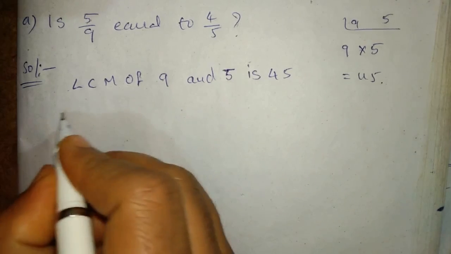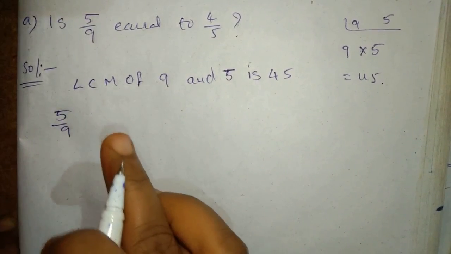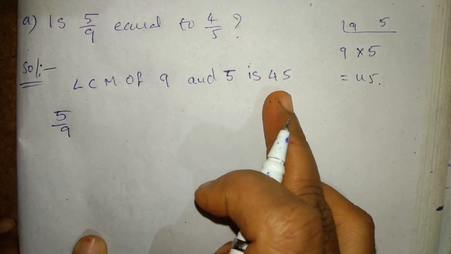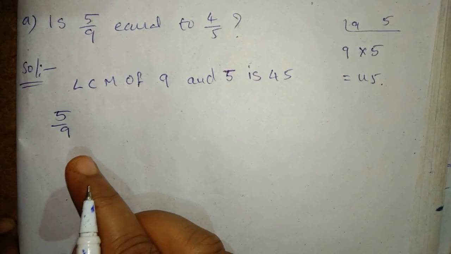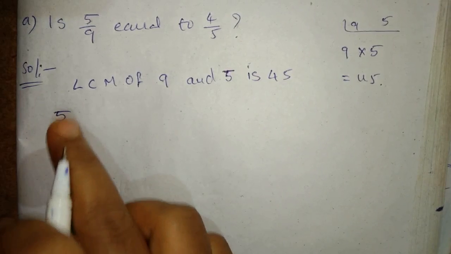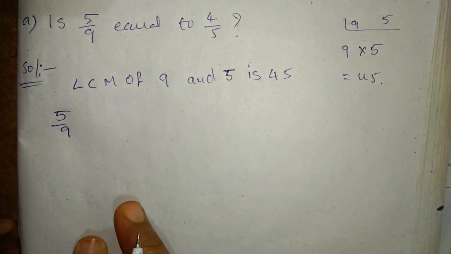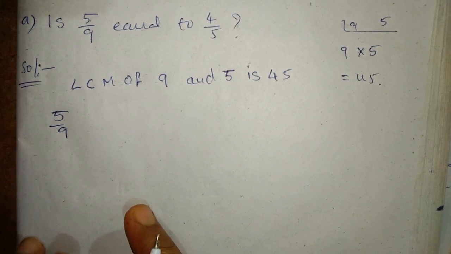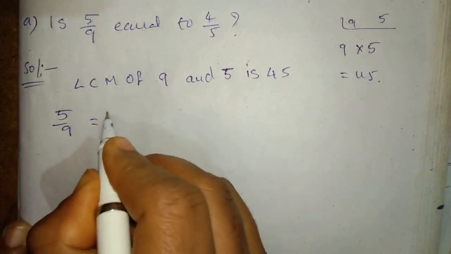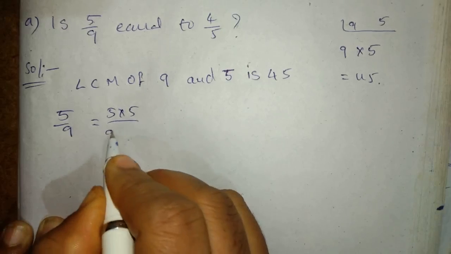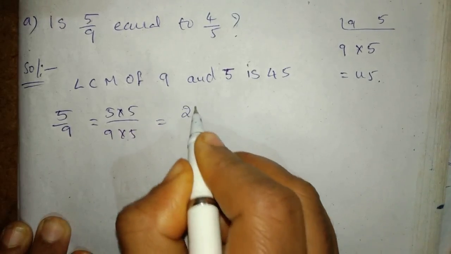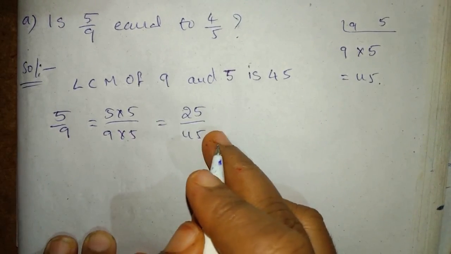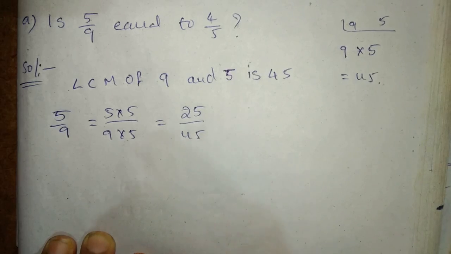So, then 5 by 9 can be written as, to make the denominator 45, the 9 should be multiplied by 5. So even the numerator is also multiplied by 5. Then we get 5 by 9 is equal to 5 into 5 by 9 into 5. 5 fives are 25, 9 fives are 45. We get 25 by 45.